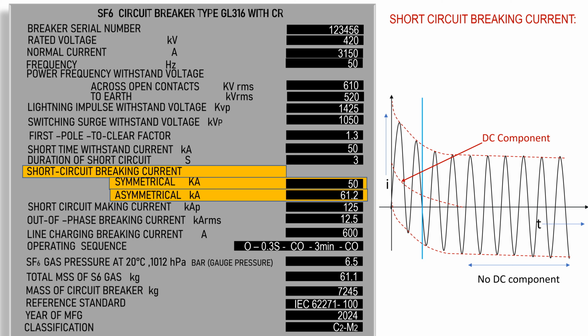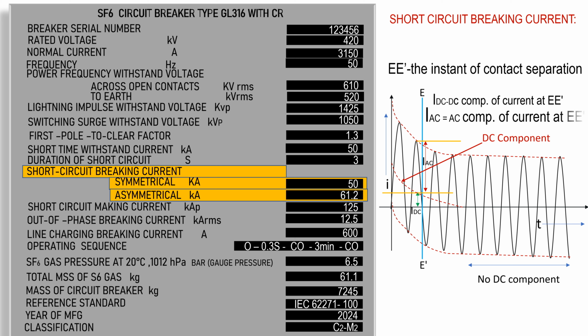Here in the picture, we see the short circuit current has a certain value at the instant of contact separation, E dash. The breaking current refers to the value of current at this instant.